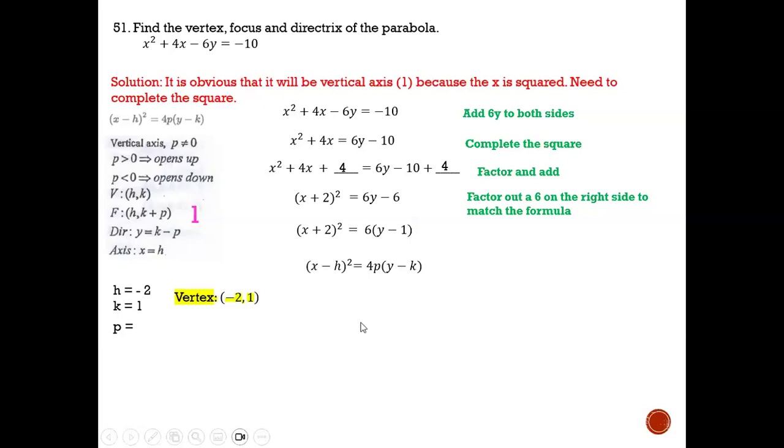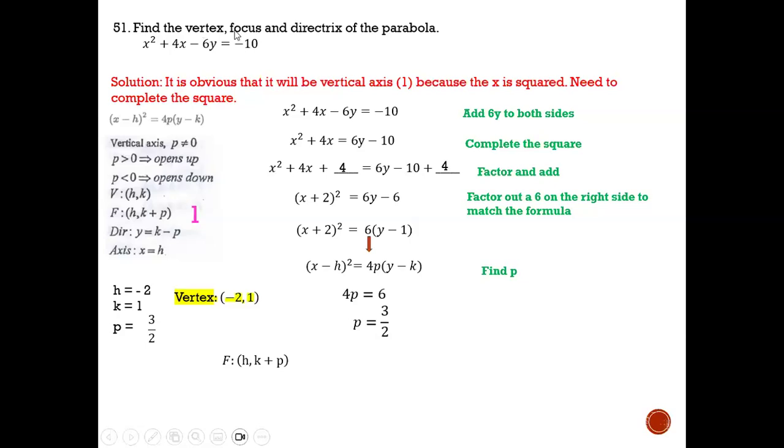I'm going to have to find p as well. And like we've been doing, the number in front of the parentheses here is 4p. That number is 6. So set it up so that 6 equals 4p, or 4p equals 6. To solve for p, I divide by 4 on both sides. 6 divided by 4 is 3 over 2 when you reduce. And there's my p-value.